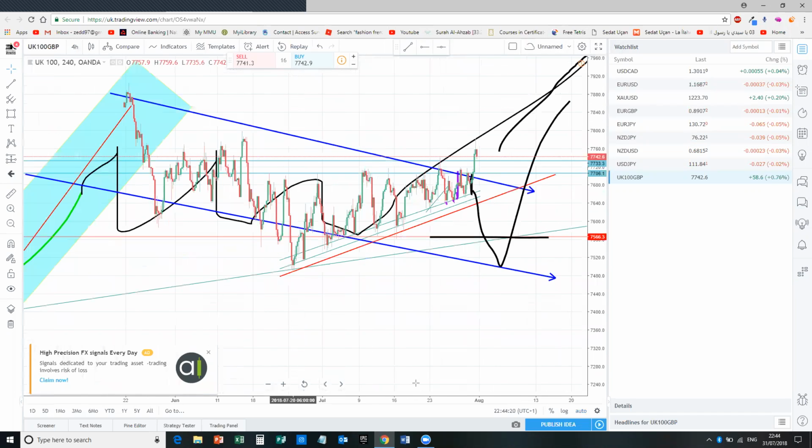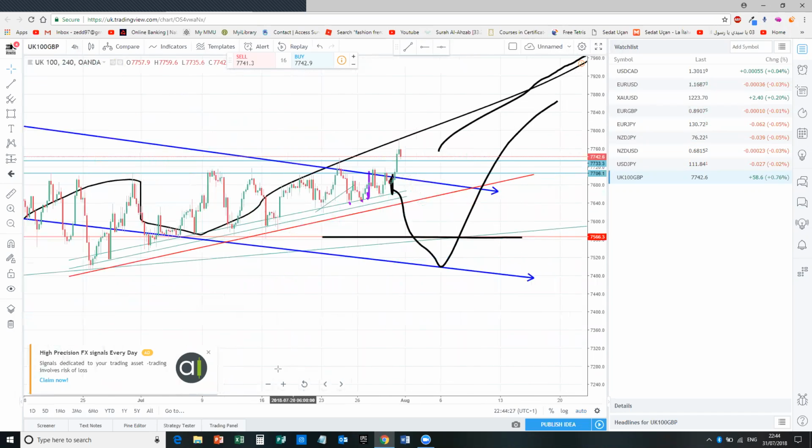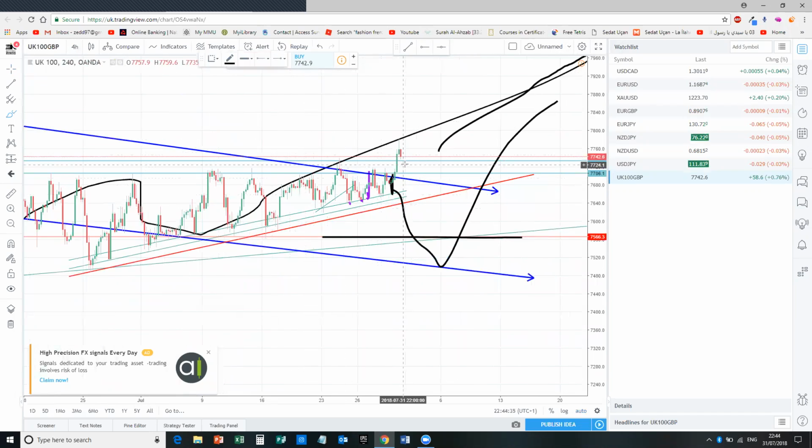So if you missed it on the buy, don't worry about it. I still think that it could retest this zone. Don't be surprised to see it retest the zone. What I mean is, just come back to this area and then go back up. So don't be surprised to see that. So let me extend this zone that I'm going to draw.